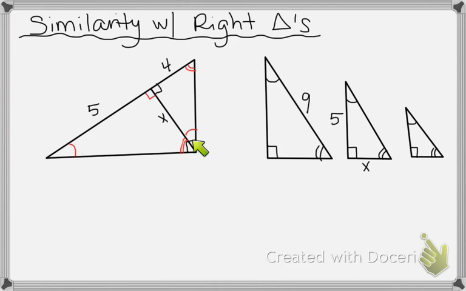Okay, on the small triangle, do you know your short side? 4. 4 is the short side. Do you know your long side? Long side is x. Do you know the hypotenuse? No.